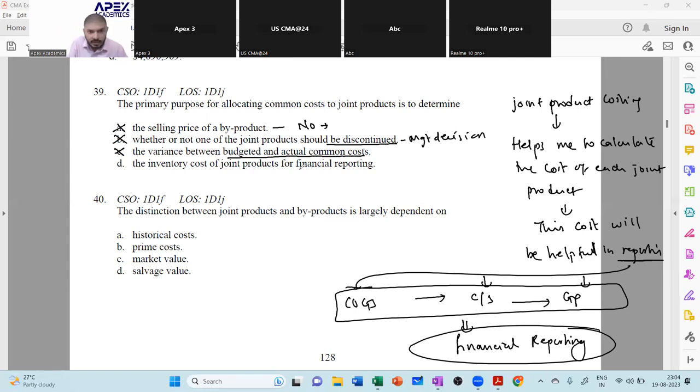The inventory of joint products for financial reporting. What is the answer? Common cost allocation is done for the purposes of financial reporting. This is the main reason for it. Are you with me on that? I hope you're understanding the concept. Please take a screenshot of this. It will be very useful. Right?